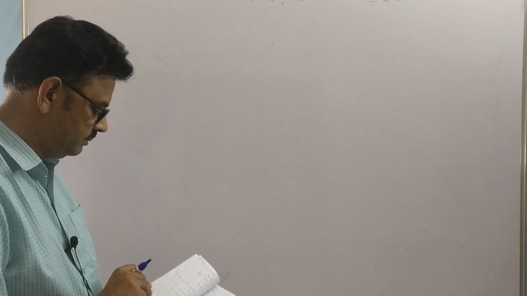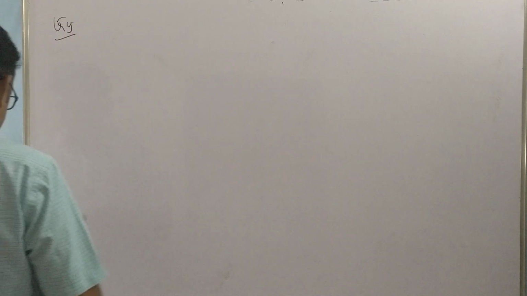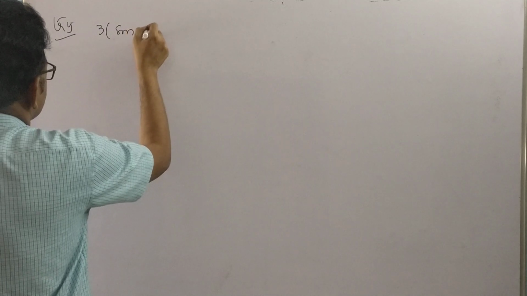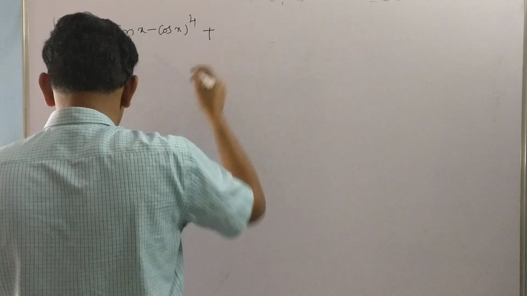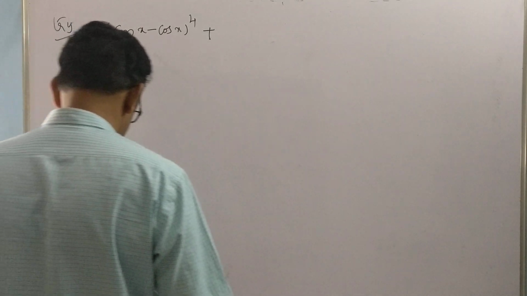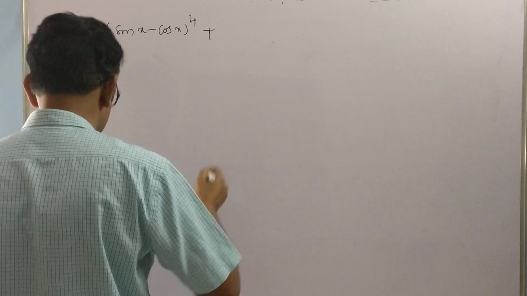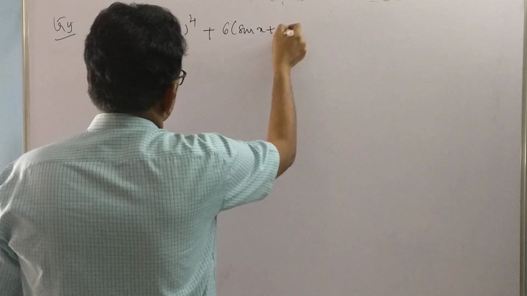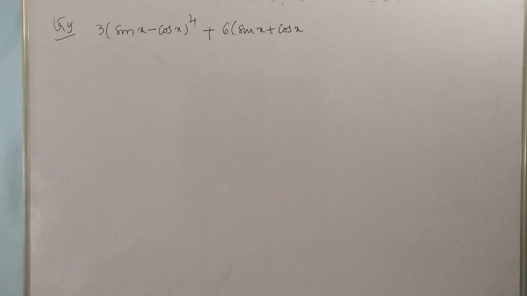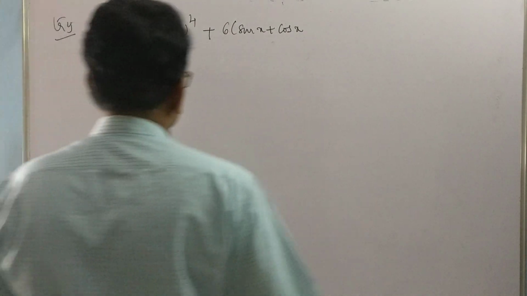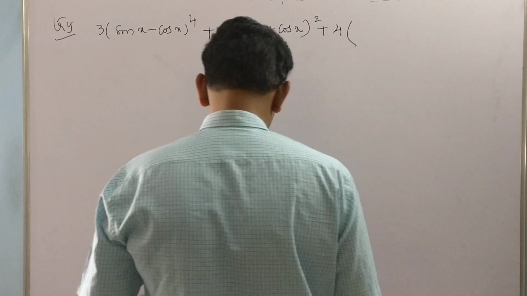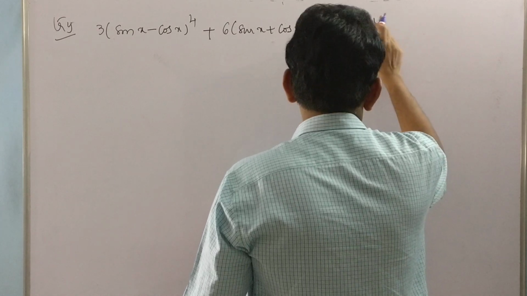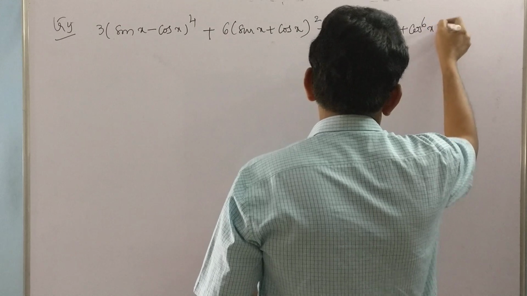Next one, you try one problem. Prove that, same model problem, you try yourself. So this is 3 into (sin x minus cos x) whole power 4, plus 6 into (sin x plus cos x) whole square, plus 4 into (sin power 6x plus cos power 6x) is equal to 13.